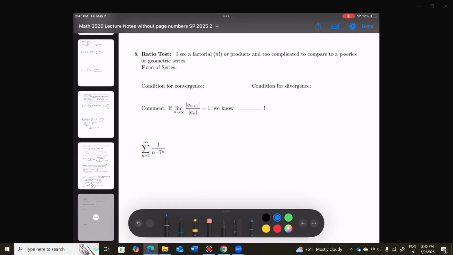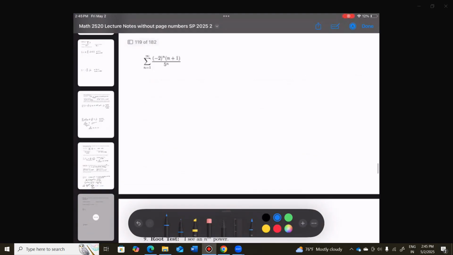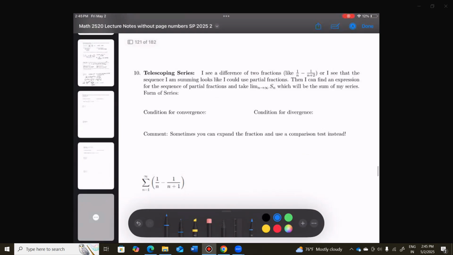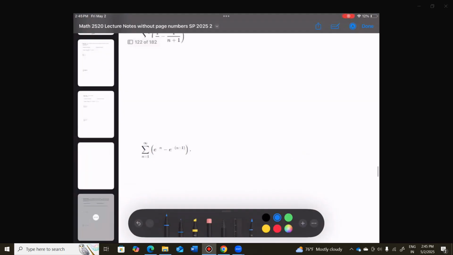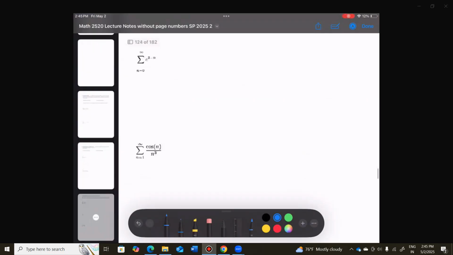Right. So now we're going to look at the ratio test. Let's see how much I have left here. Ratio, root test, telescoping series. This is blank. Okay. Didn't expect that. And some other ones.